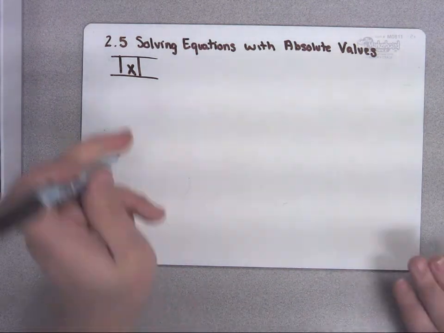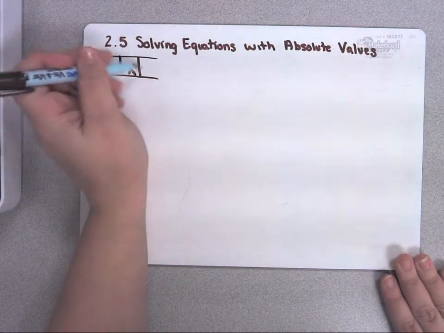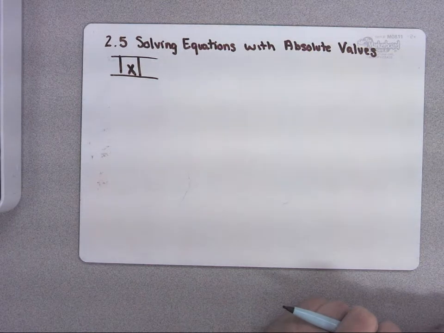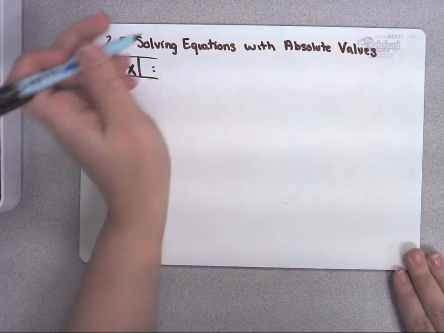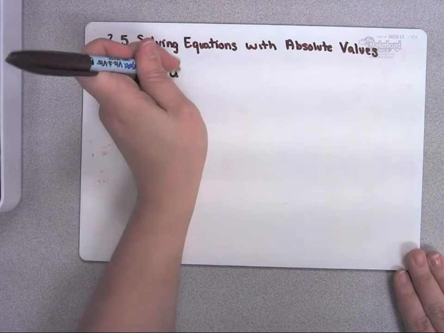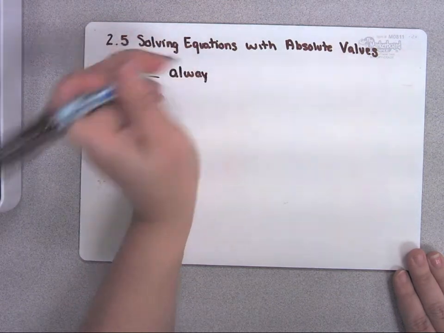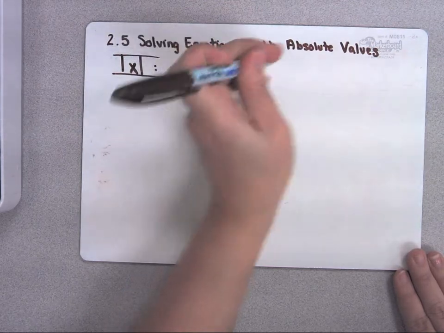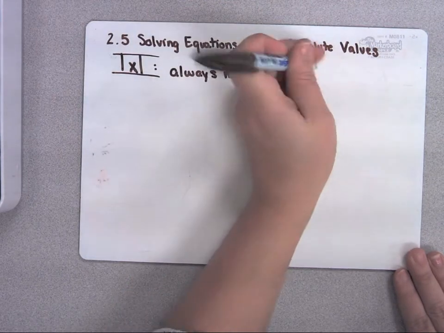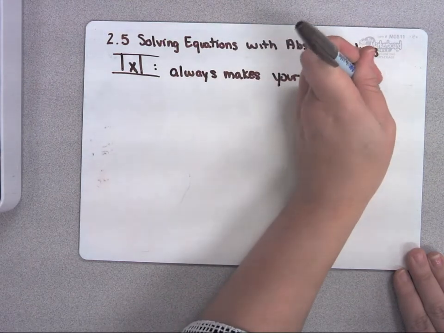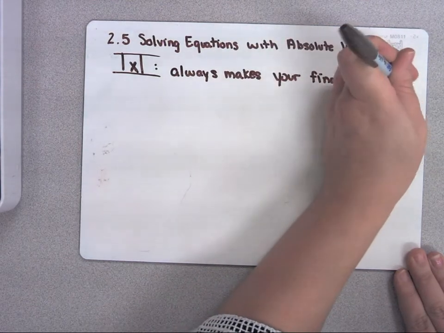Does anyone know what it means? So this says absolute value of x. Does anyone know what it means? Close. Always, yep. It makes your answer, or makes your final answer, positive.